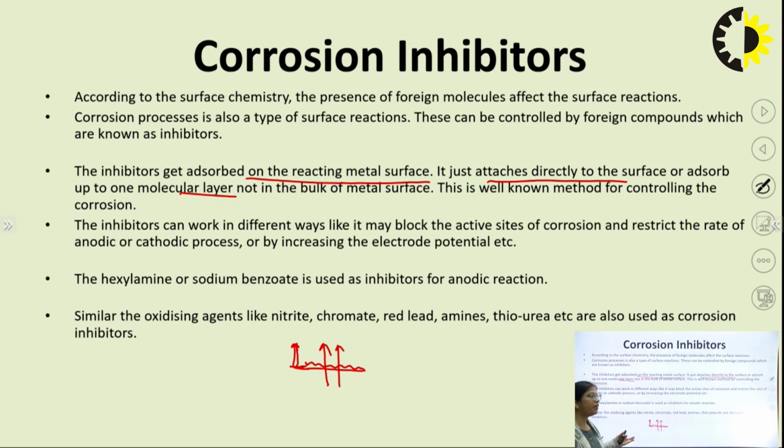So there are different types of inhibitors. Those which react with the ions present at the cathode are the cathodic inhibitors, and those which react with the ions at the anode are the anodic inhibitors. And once the cathode and anode are covered by the inhibitors or by the precipitate, their surface is not exposed, hence the rate of corrosion gets reduced.